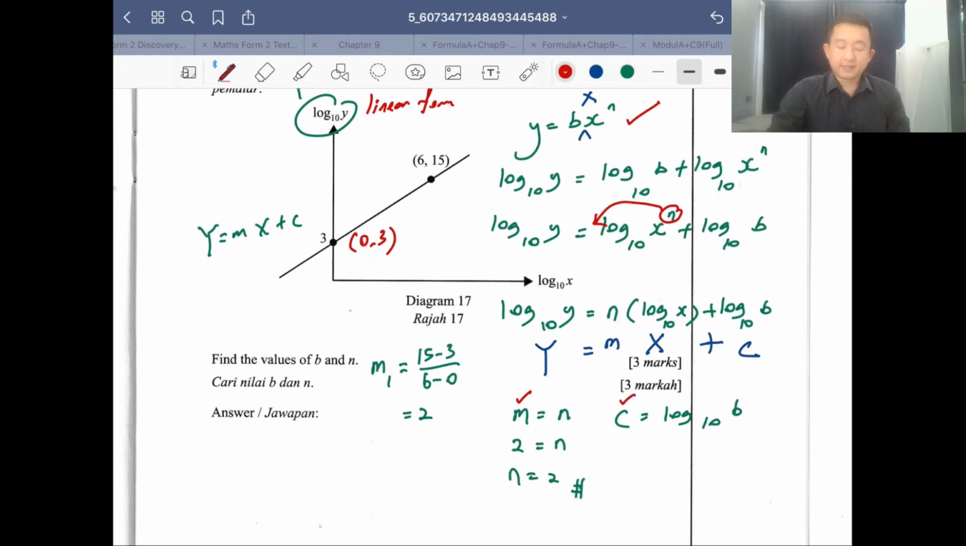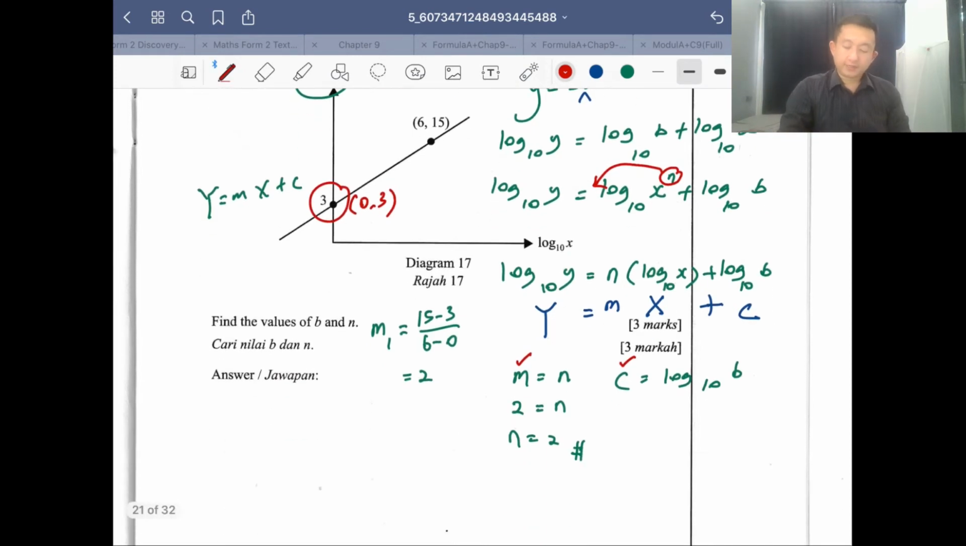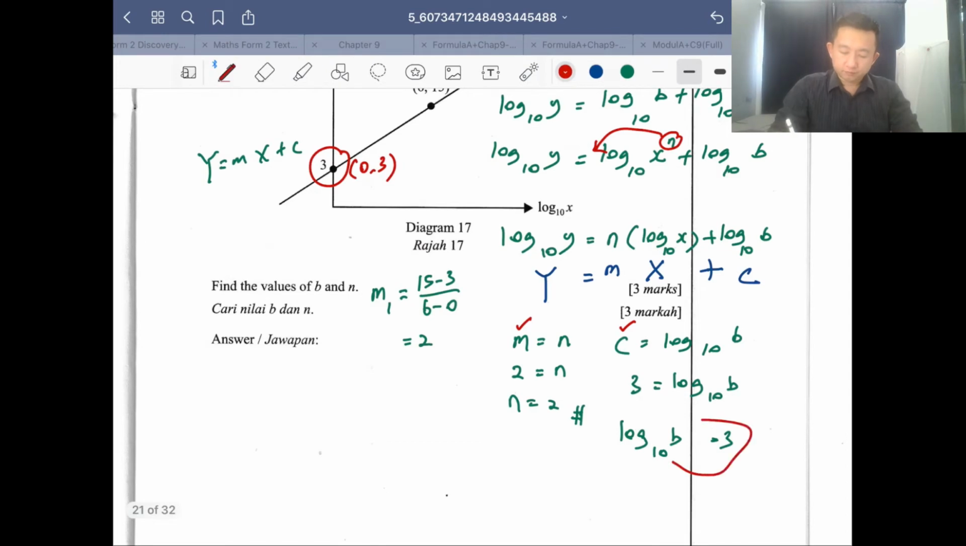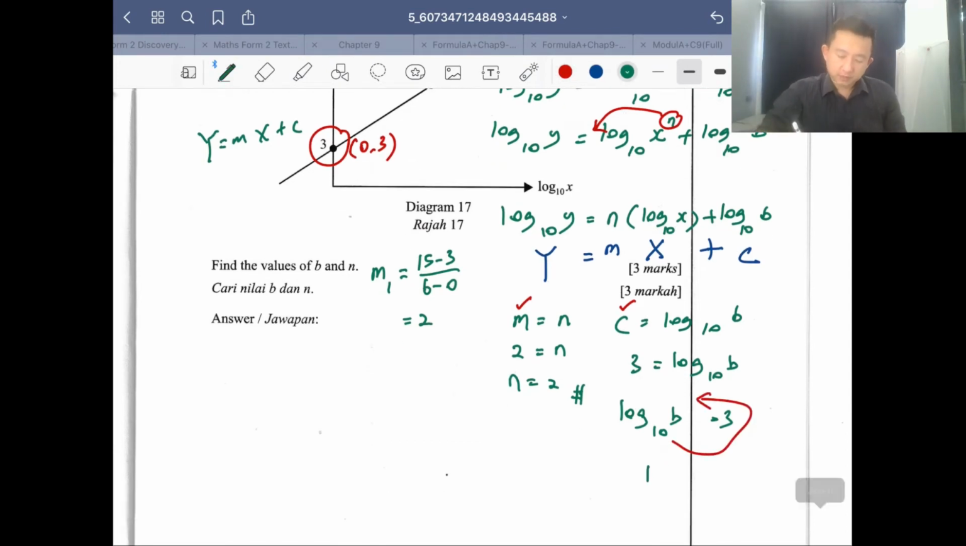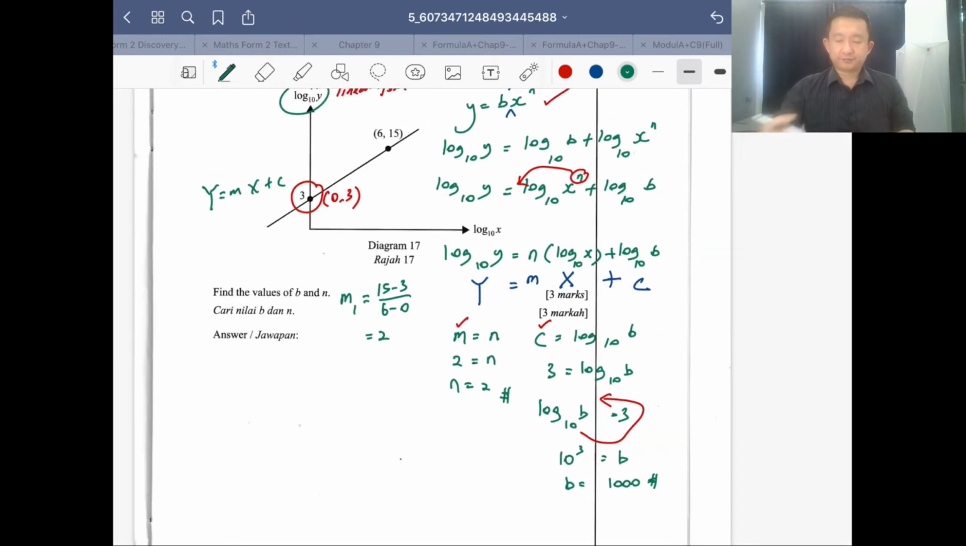Do you know the y-intercept? This is your y-intercept. You can change to indices form. 10 to the power of 3 equals to b. b equals to a thousand. Okay? Changing a non-linear to a linear form, or you can change a linear form to a non-linear form. You compare and see. But it's always easier to change a non-linear form to a linear form when you have the graph.